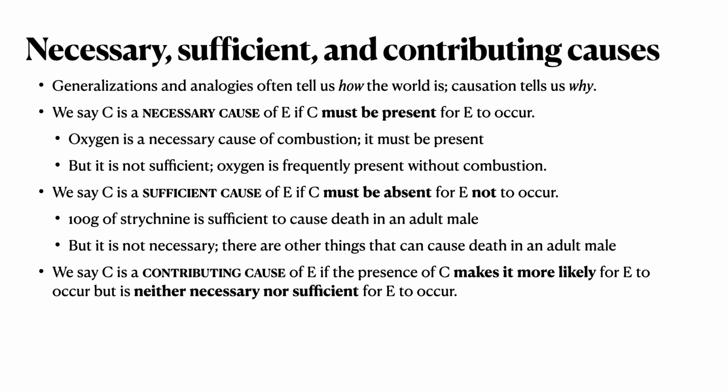So, for example, snow is a contributing cause of car accidents. You don't have a car accident necessarily just because there's snow on the road, and you can have a car accident even if there is not snow on the road, right? So snow's not a sufficient cause of a car accident, and neither is snow a necessary cause of a car accident. But accidents do go up when there's snow on the road. So snow is a contributing cause of car accidents.